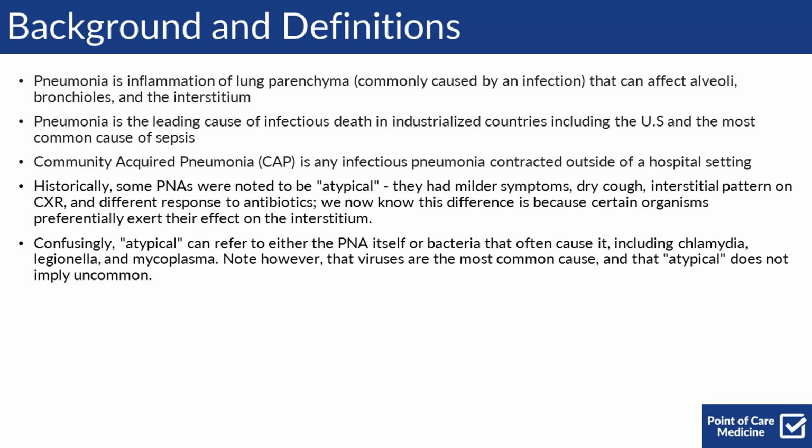Community-acquired pneumonia, or CAP, is any infectious pneumonia contracted outside of a hospital setting. Historically, some pneumonias were noted to be atypical. They had milder symptoms, dry cough, and an interstitial pattern on chest X-ray, along with different response to antibiotics. We now know that this difference is because certain organisms preferentially exert their effect on the interstitium. Confusingly, atypical can refer to either the pneumonia itself or the bacteria that often cause it, including chlamydia, legionella, and mycoplasma. Note, however, that viruses are the most common cause and that atypical does not imply uncommon.